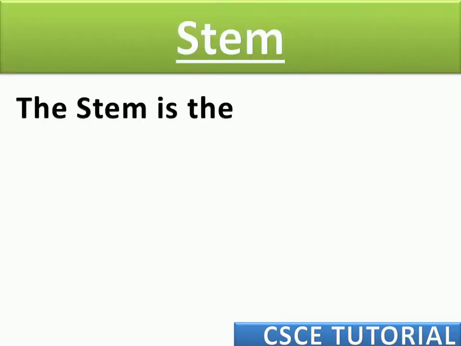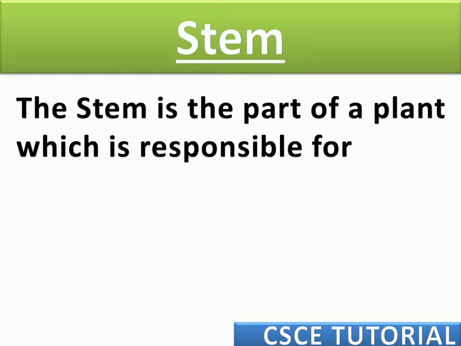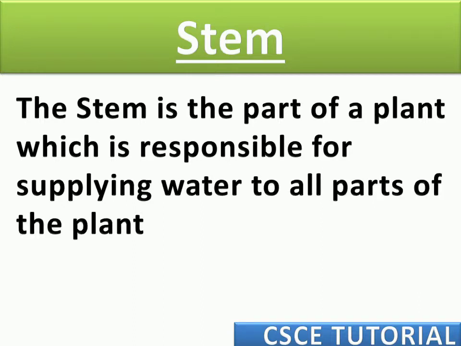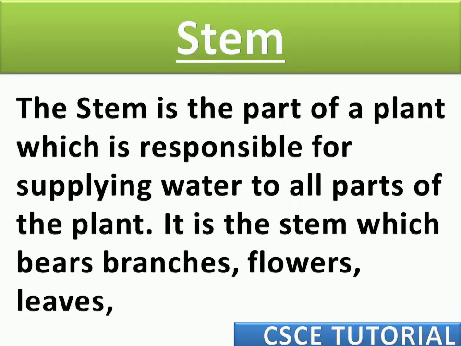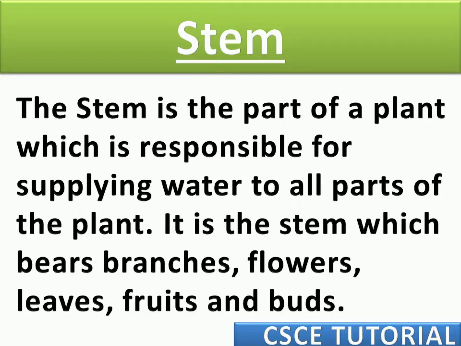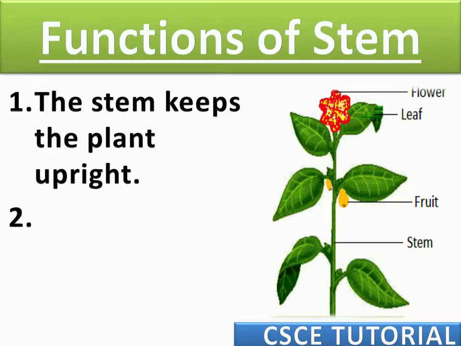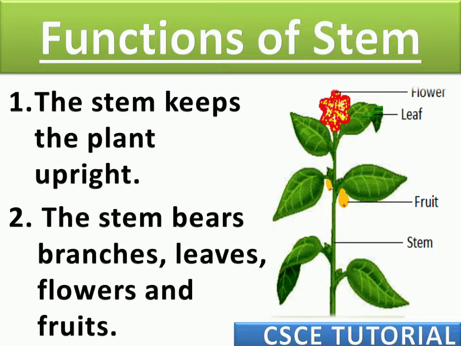Stem. The stem is the part of a plant which is responsible for supplying water to all parts of the plant. It is the stem which bears branches, flowers, leaves, fruits, and buds. Function of stem. The stem keeps the plant upright. The stem bears branches, leaves, flowers, and fruits.